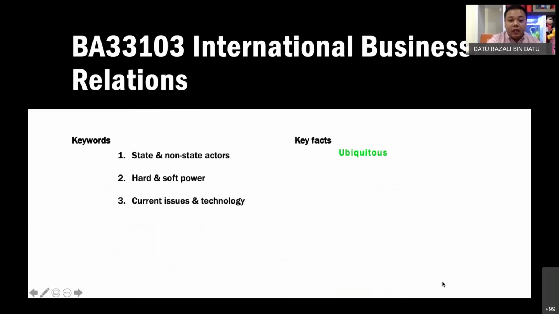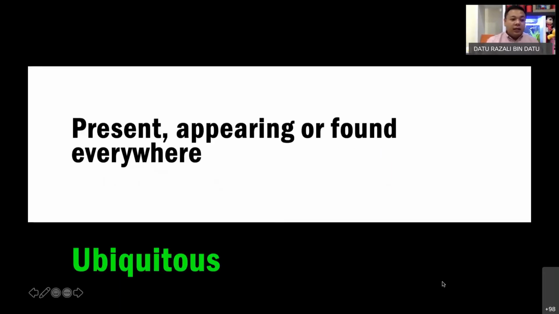Based on the keywords, I noticed that all of the students come from different backgrounds. How can I ensure that all of them are able to understand and get accessibility to it? The answer is to find a platform that is ubiquitous to all. Ubiquitous means present, appearing, or found everywhere. So at the start of the semester, I started to identify the normal, common platform that students enjoy using and normally browse through from time to time.